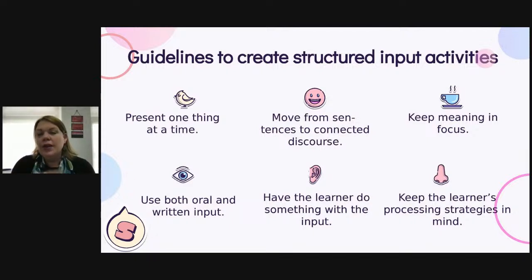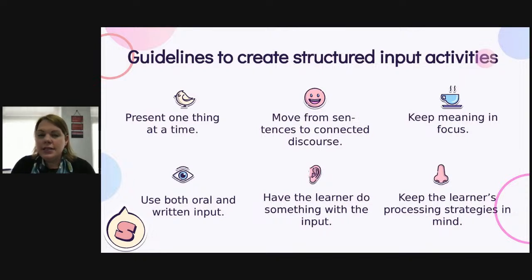Okay, so here are some guidelines. Present one thing at a time. In your text, if you have new vocabulary and new grammar, we want to work with one thing at a time. We can't give them all the new vocabulary and the new grammar structure at the same time in the same activity. No, we have to work with grammar first and then vocabulary, or vice versa, right?